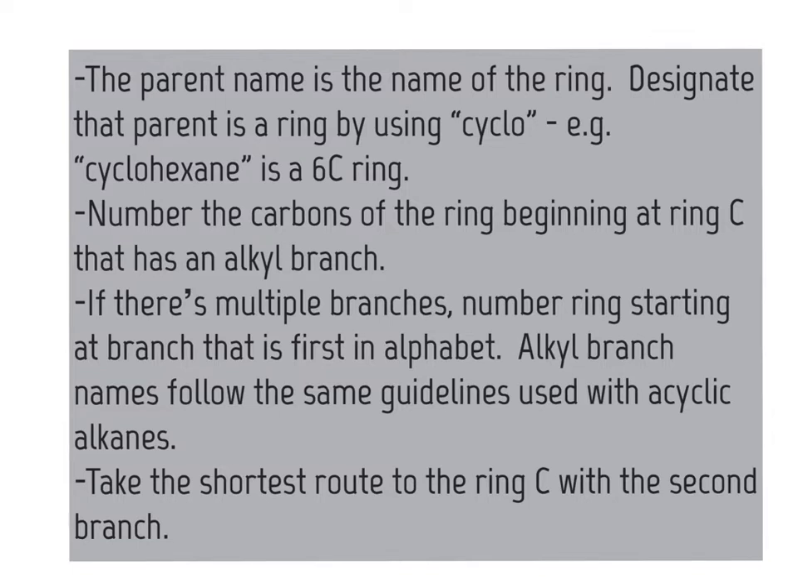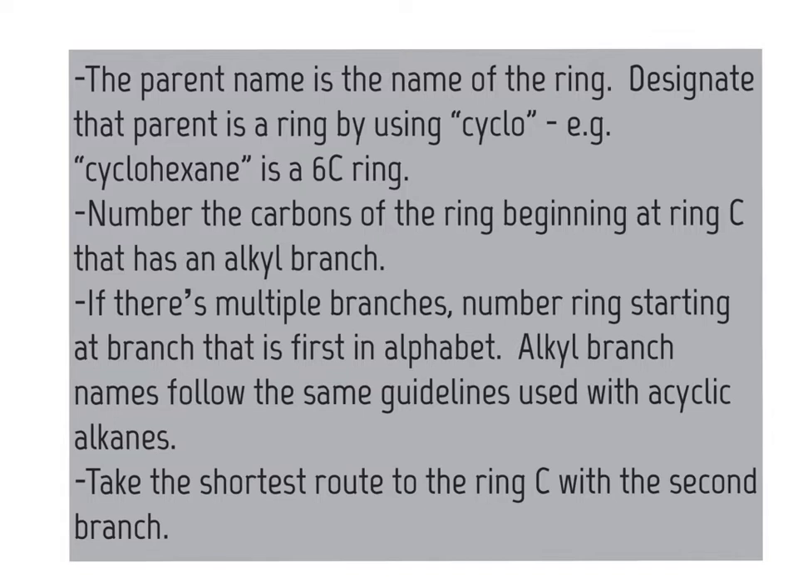And so if that's the case, you're going to need to number the ring starting at the branch that comes first in the alphabet. So for example, if you have a ring that has both a methyl branch and an ethyl branch on it, you're going to start numbering that 6-carbon or however many atom ring, starting with carbon number 1 of the ring being the carbon that's bonded to the ethyl group, since ethyl comes before methyl in the alphabet. The alkyl branch names, such as ethyl, methyl, etc., are going to follow the same guidelines that we went through when we were talking about naming acyclic alkanes. So, for example, those terms like isopropyl, isobutyl, tert-butyl are still going to be fair game here and definitely something that anyone studying organic chemistry should be familiar with.